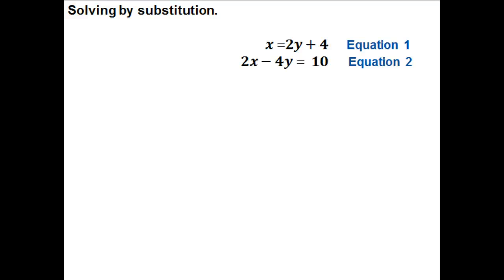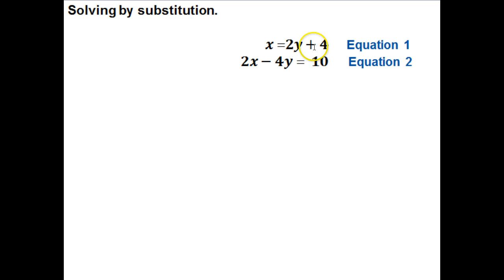We're asked to solve this one using the substitution method. And the substitution method works best whenever one of these is already solved. We already know what x equals. X is equal to 2 times the value of y plus 4. So that helps us quite a bit.